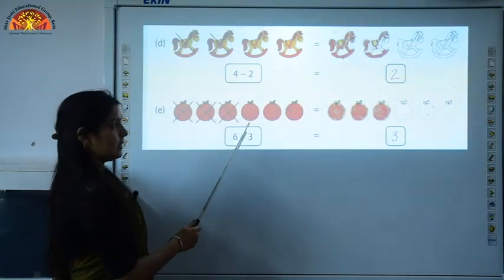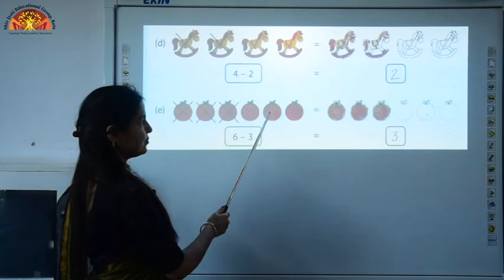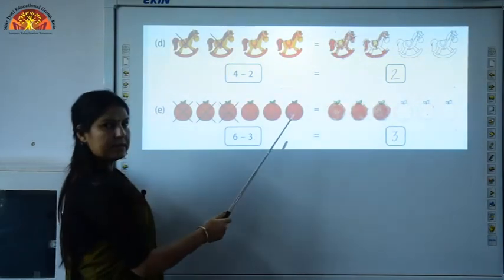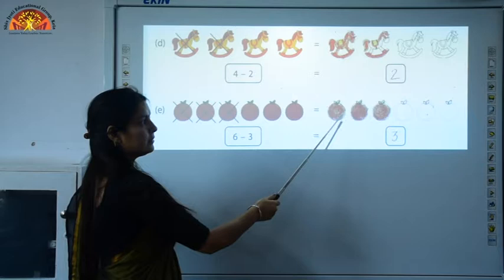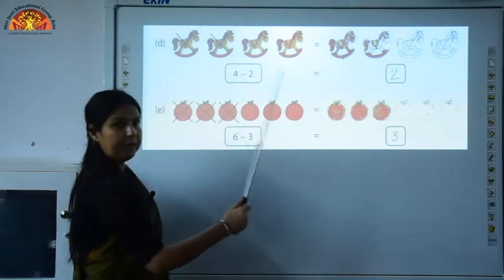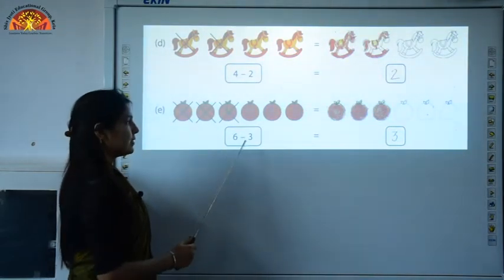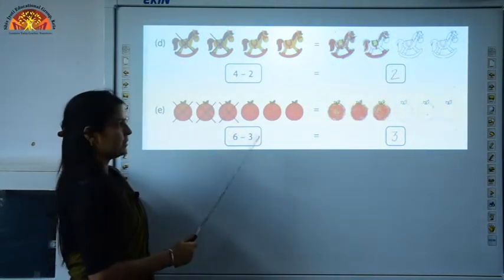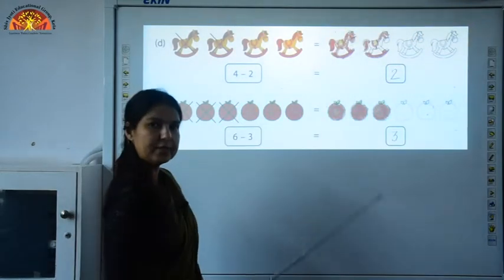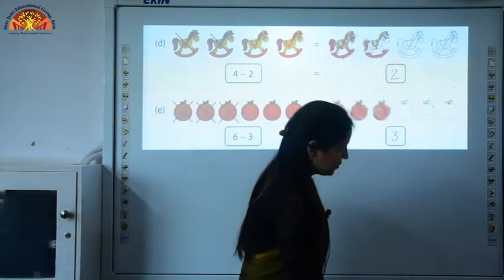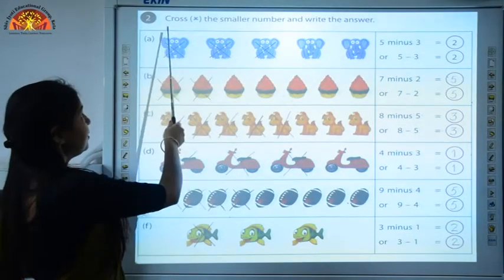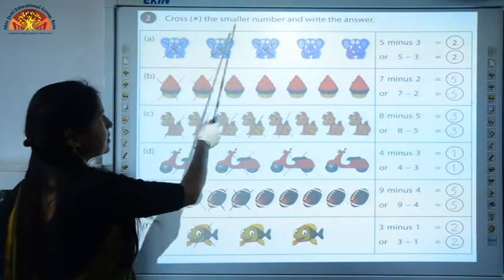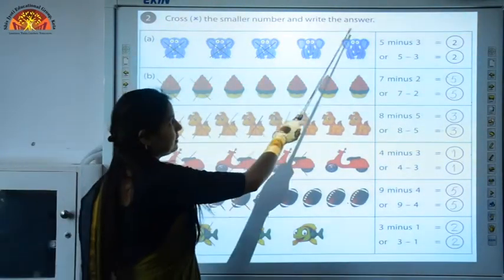Now we will see how many are left: 1, 2 and 3. 3 oranges are left. So we will write 3 here and we will color 3 oranges here. So we can say that when we subtract 3 from 6, the answer is 3 and the difference is 3. Now children, we will see question number 2. Question number 2 is: cross the smaller number and write the answer.